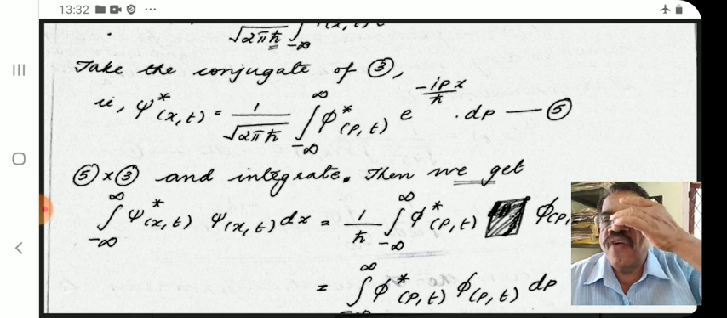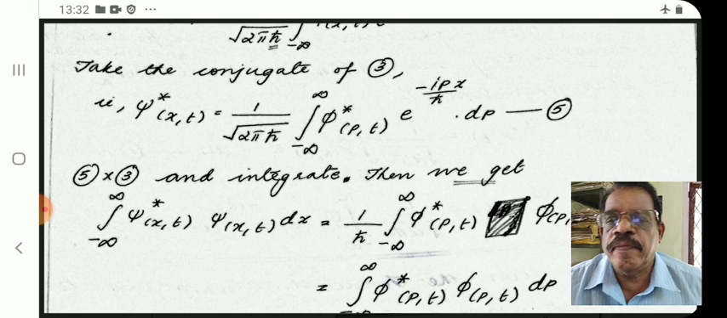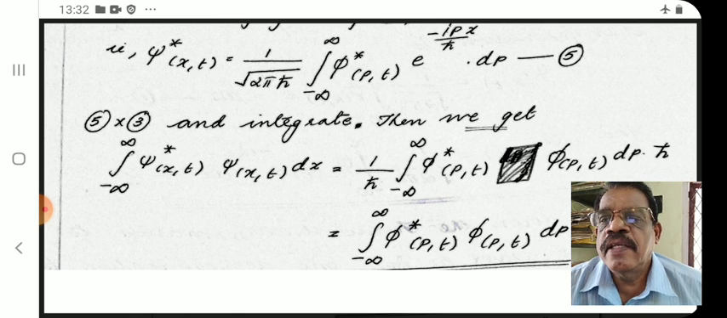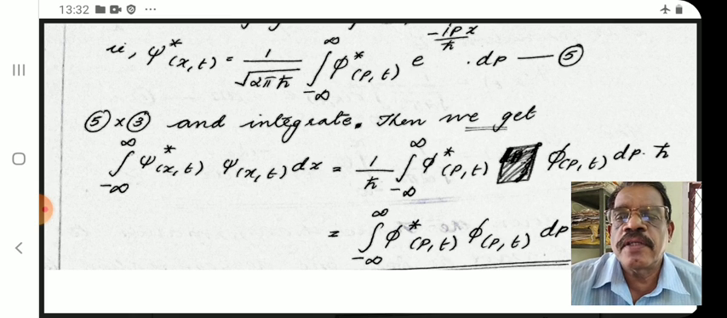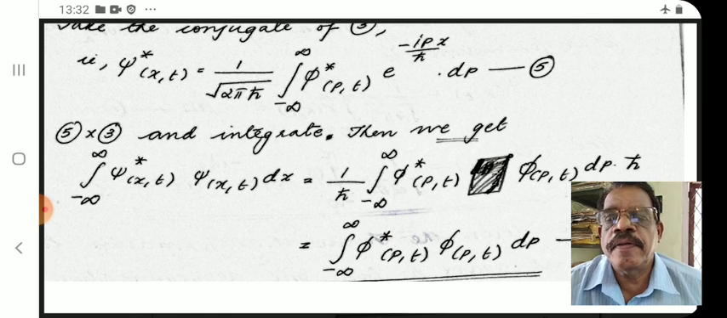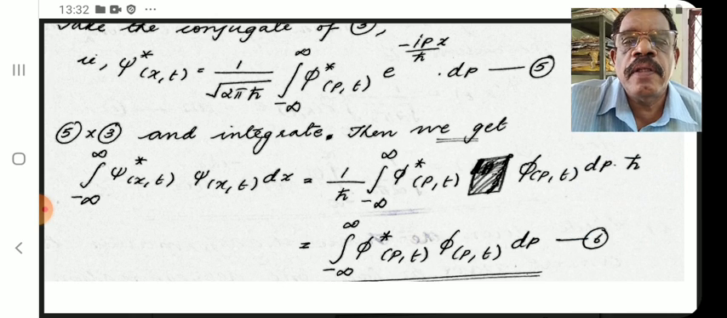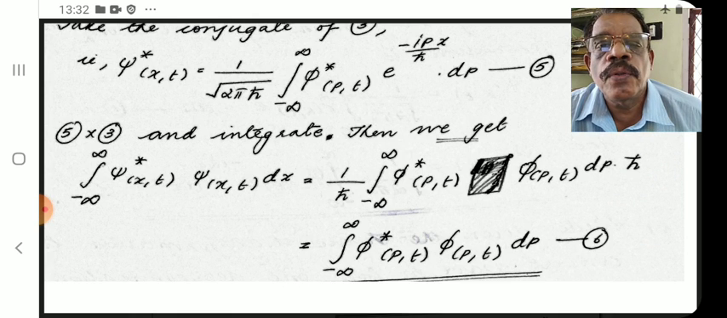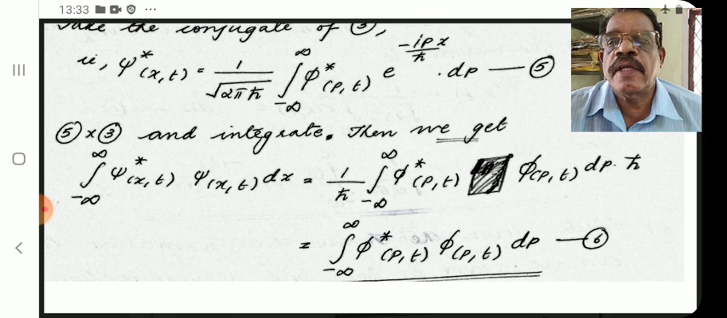Then multiply equation 5 into 3. On the LHS we get the integral from −∞ to +∞ of ψ*(x,t) ψ(x,t) dx, equal to 1/ħ, we are multiplying it, times the integral of φ*(p,t) φ(p,t) dp, into, there is an ħ written. Look whether it is correct or not.